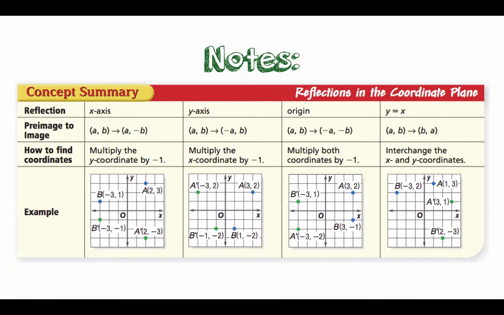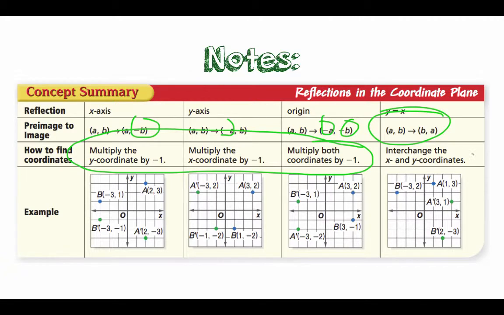Now when we look at reflection, here's a helpful chart that we took notes on in class. We do the x-axis, we make the y negative. We do the y-axis, we make the x negative. We do the origin, we do both negative. And last but not least, if we do a diagonal line, we just flip the coordinates there. So basically what we want to do is multiply by -1 for the first 3 and interchange for the last one.